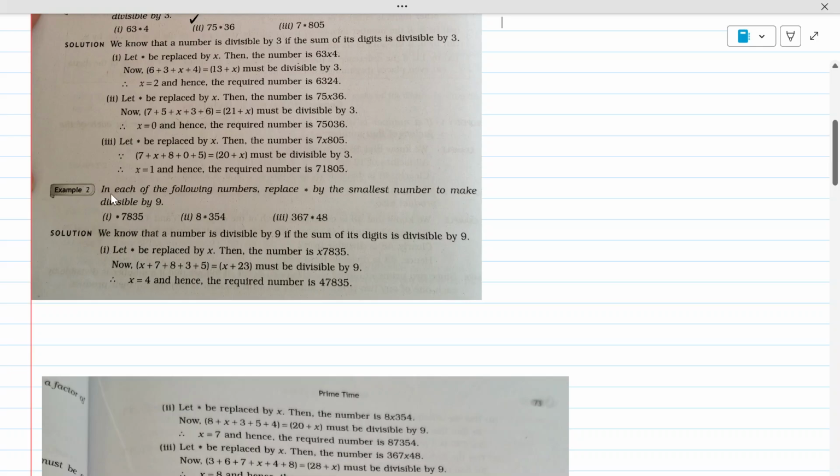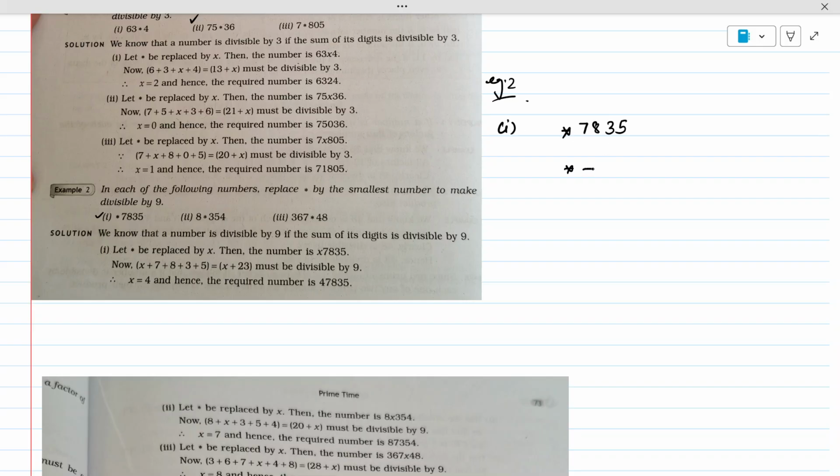Next we have, in each of the following numbers, replace star by the smallest number again to make it divisible by 9. So kids, again to check the divisibility rule for 9, we have the same thing. The sum of all the digits of the given number should either be 9 or should be a multiple of 9, right? So let me take the first example here. It is star 7, 8, 3 and 5.